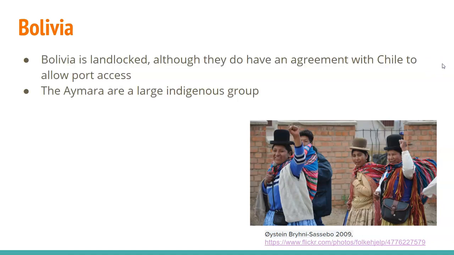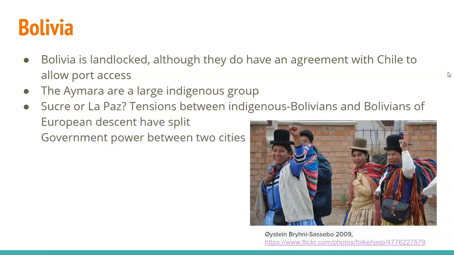So yeah, the Aymara is the group that Evo Morales is a member of, and so they are a very large indigenous group here. So we have the Aymara, and we have the Inca, and of course many other indigenous groups here. And more than half of the population identifies as indigenous or Amerindian in this region. There is a big tension between the indigenous Bolivians and the Bolivians of European descent. In fact, some people joke that Bolivia has two capitals, and that is kind of true.